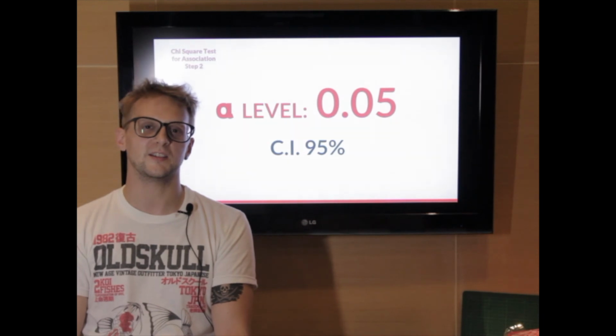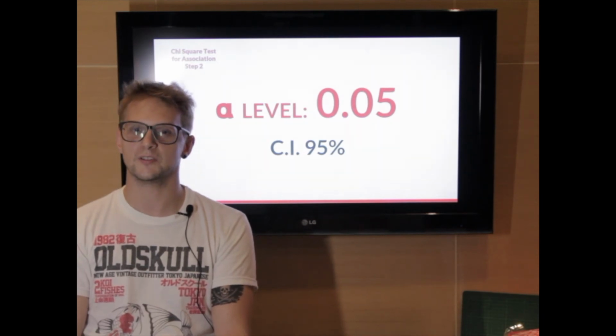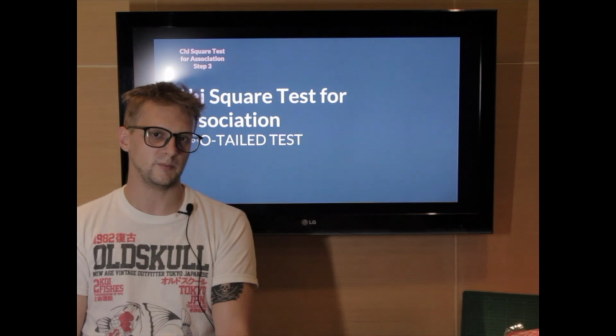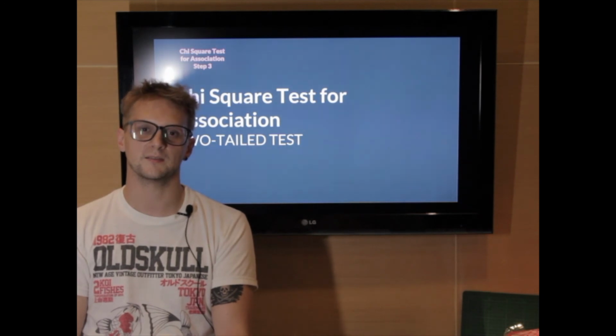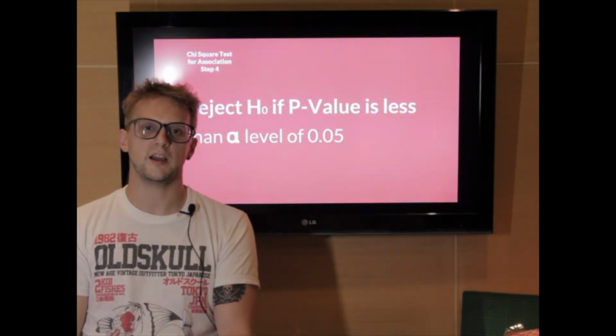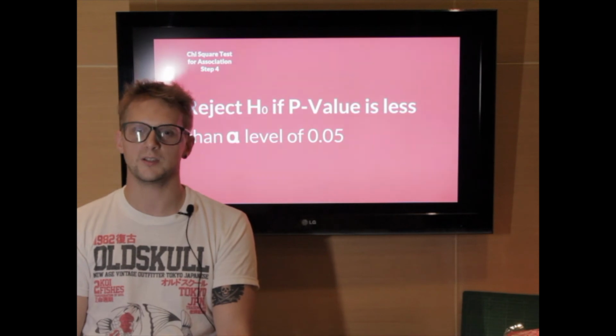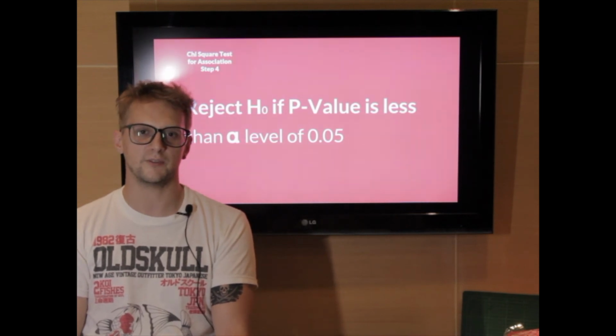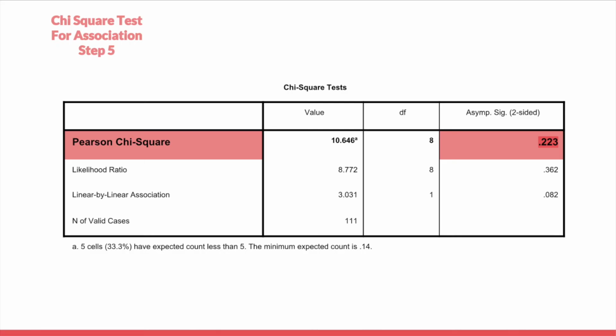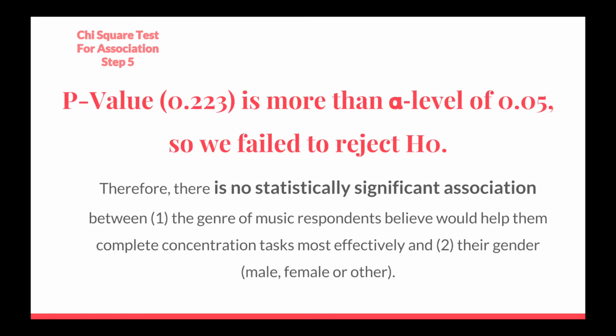So we'll again set a standard alpha level of 0.05. Again, same test, it's also a two-tailed test. And we'll reject the null hypothesis if the p-value is lower than the alpha level of 0.05. After conducting our cross-analysis with the SPSS program, we found a p-value of 0.223, which is greater than our alpha level of 0.05. Therefore, we failed to reject our null hypothesis.